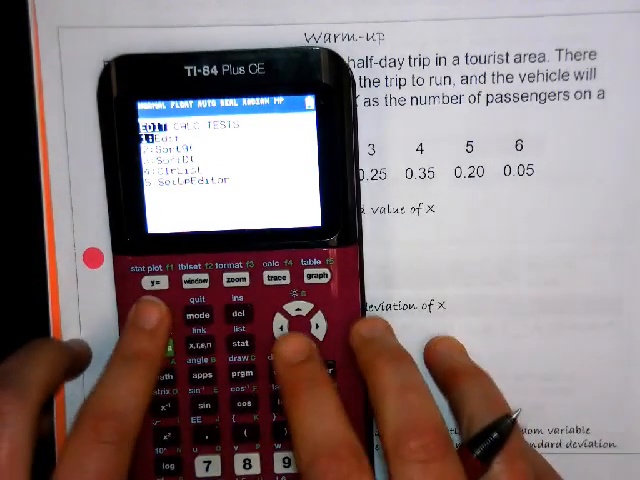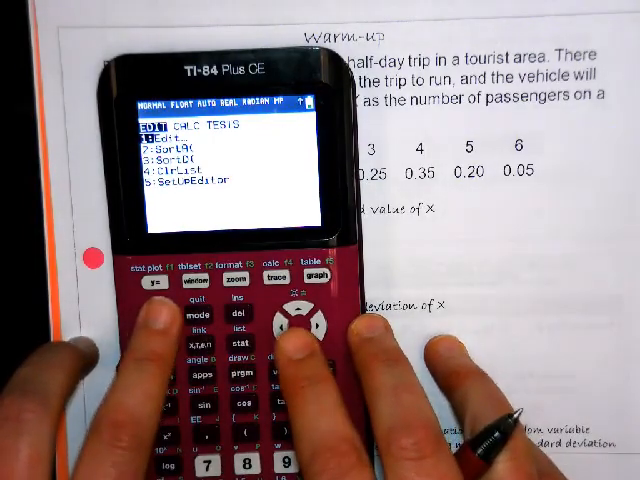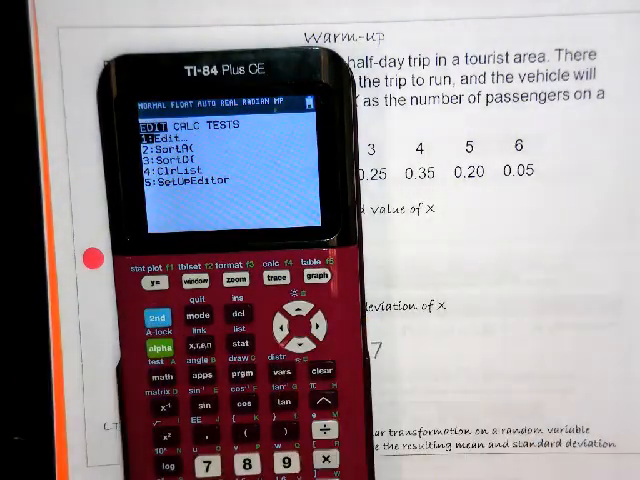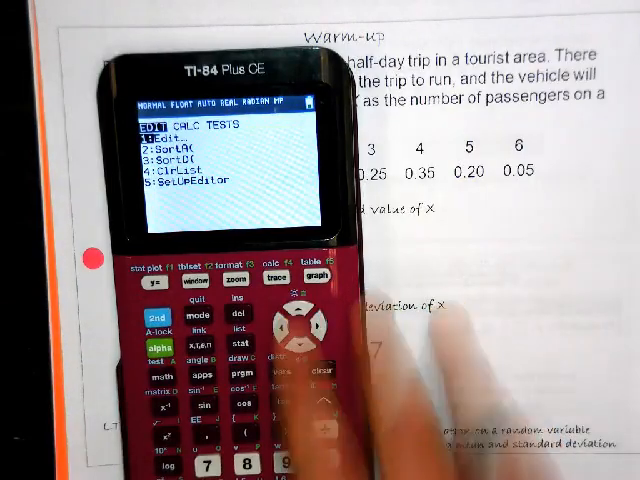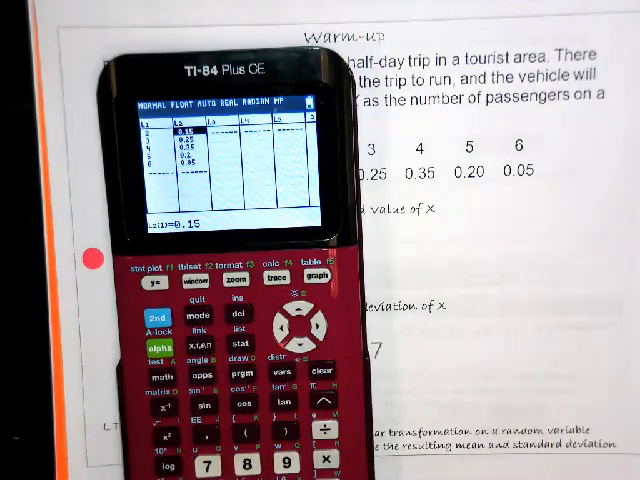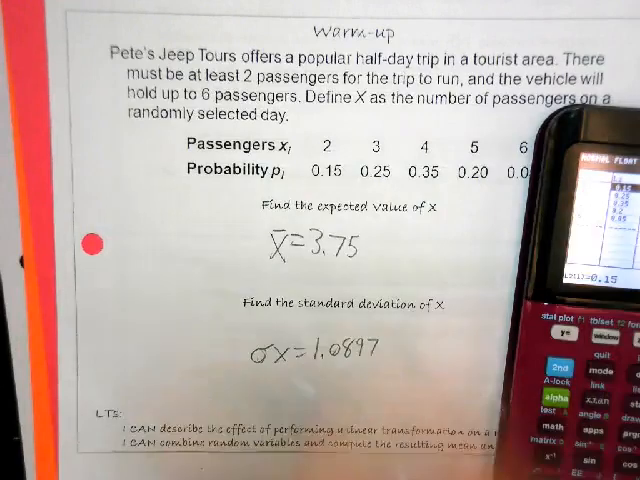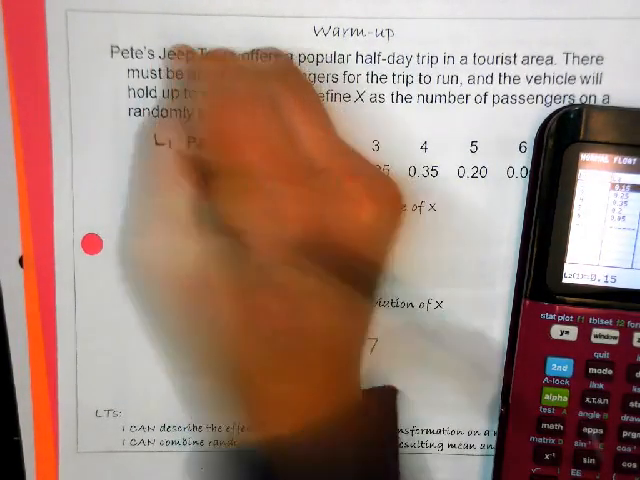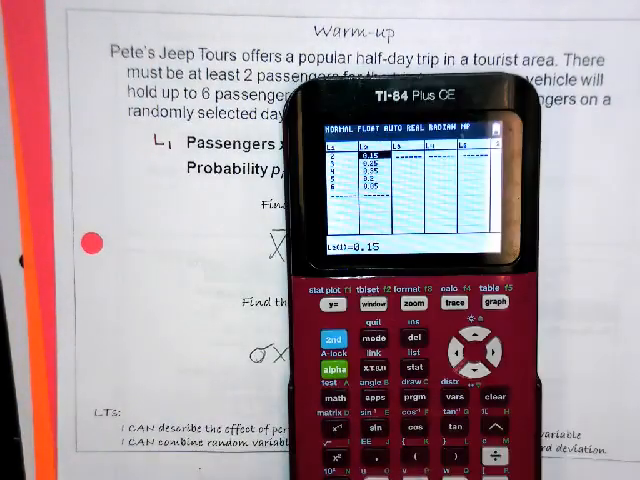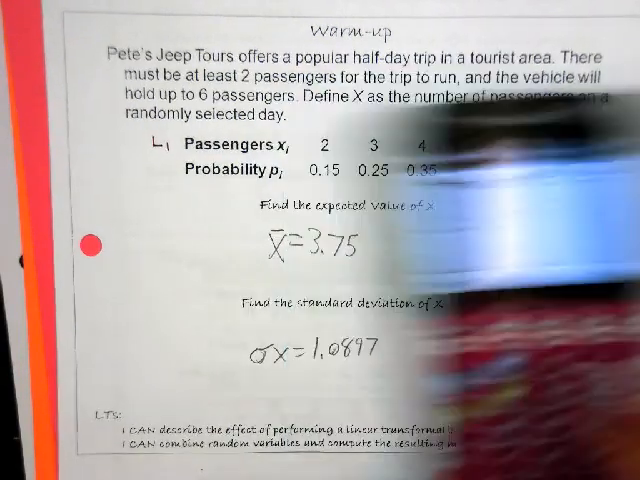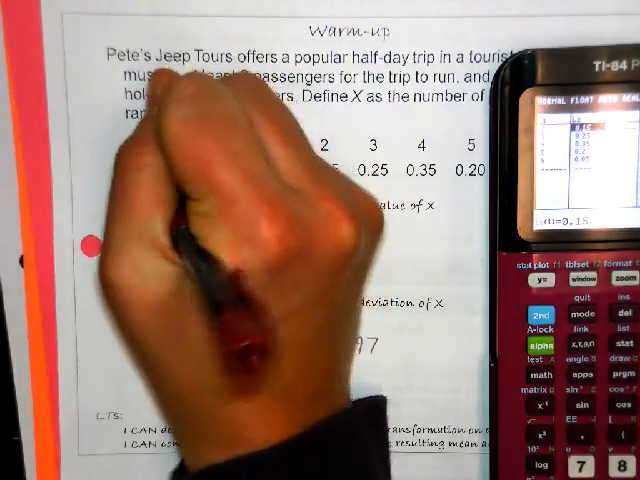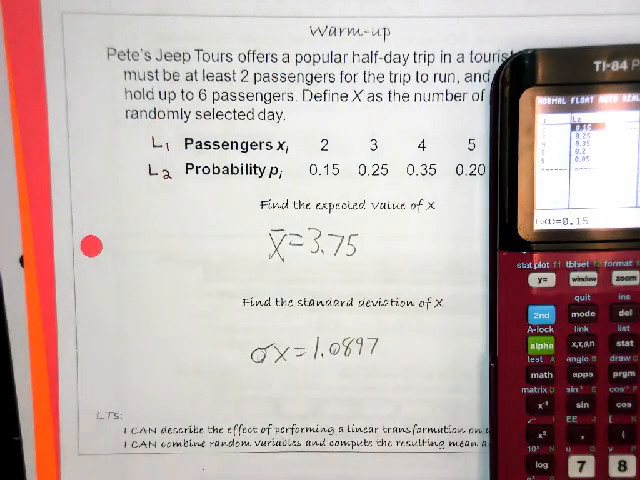So you want to make sure you have the data in your lists. List 1 should be the number of passengers: 2, 3, 4, 5, 6. And then the probabilities should be in list 2: 0.15, 0.25, 0.35, 0.2, and 0.05.